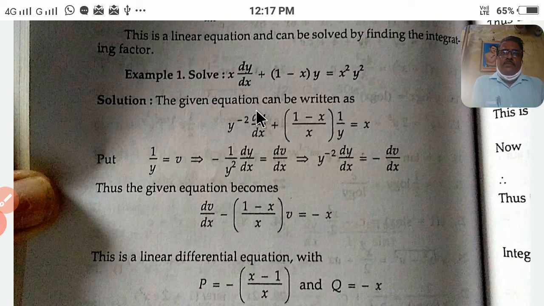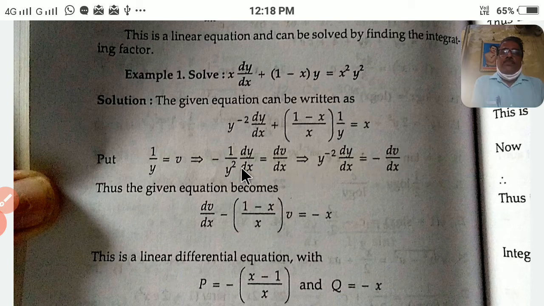Then it becomes y raised to minus 2 dy by dx plus here also (1 minus x) divided by x, and when you divide this by y square, y gets cancelled, so 1 by y is equal to x. So here what we did is divide this whole equation by x into y square, so x gets cancelled and it becomes y raised to minus 2 dy by dx plus, when you divide this whole by x y square, again y cancels and in the denominator xy remains, which is equal to, here y square gets cancelled, x.